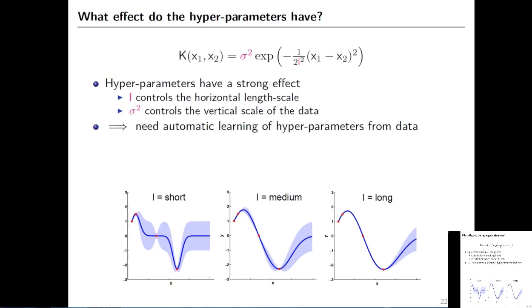If you look at the difference between a short length scale, a medium length scale, and a long length scale, the types of predictions it's making really depend heavily on these. So we're going to need methods for automatically learning these parameters from data. Fortunately, that's kind of easy.